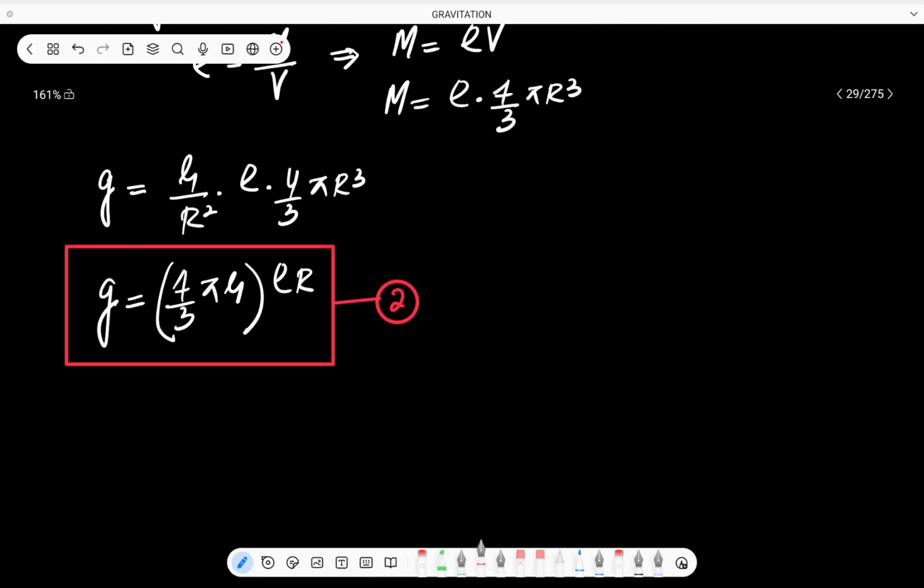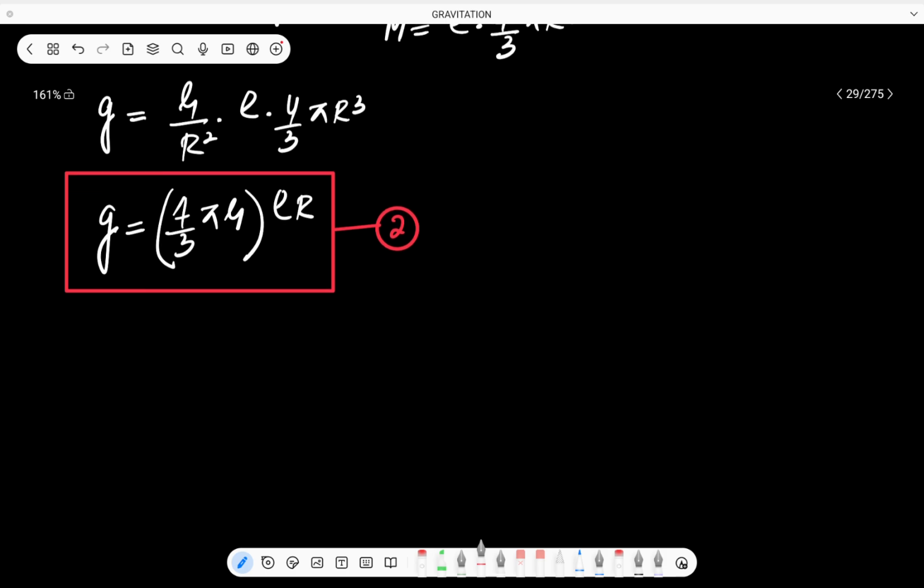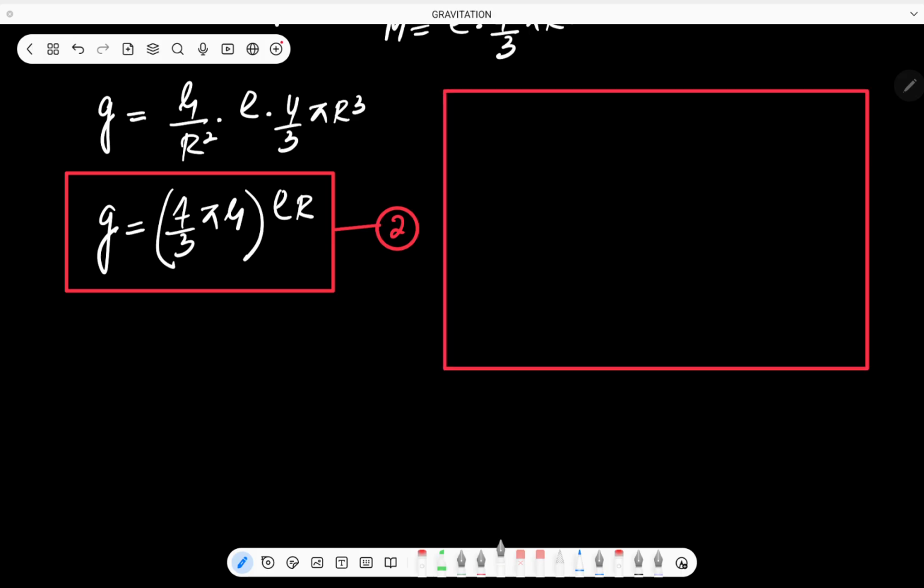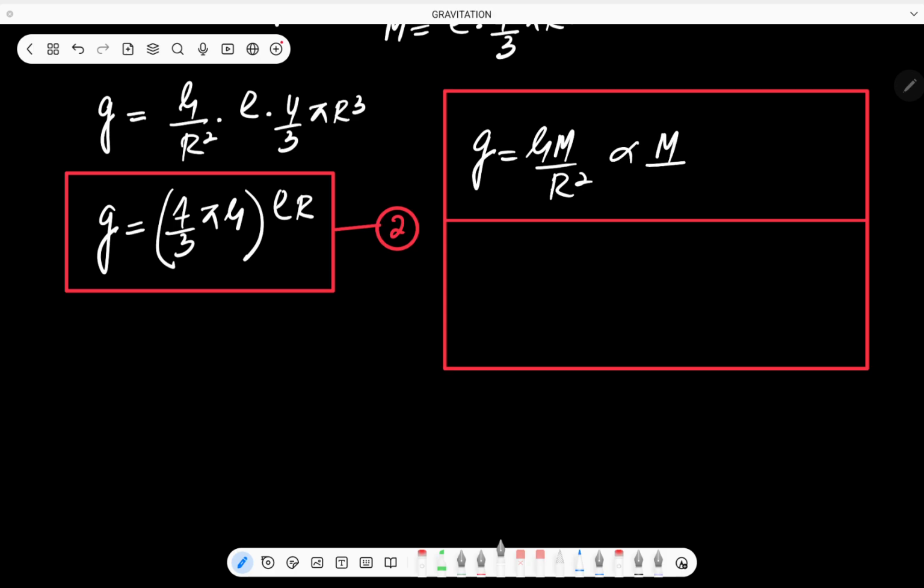Let's summarize both these equations. So here I am going to write it. Equation number first for acceleration due to gravity is like this: g equals to GM divided by r square, which implies that acceleration is proportional to M by r square. Or it means that if the mass of the planet is taken constant, then acceleration due to gravity is inversely proportional to the square of the radii of the planets.